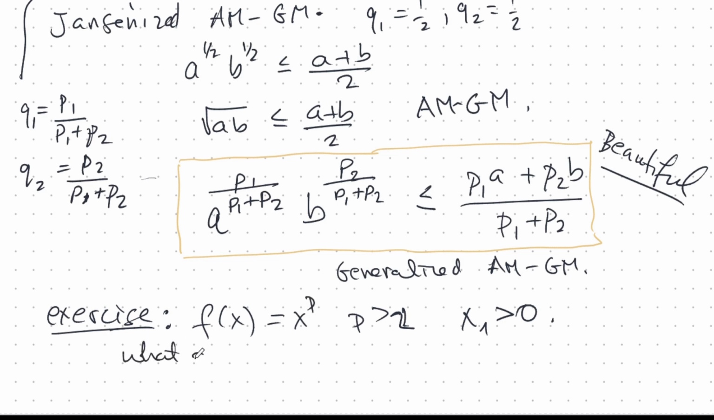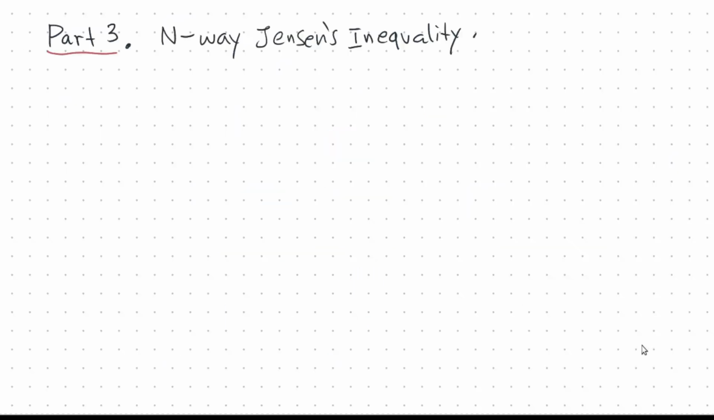What do you get? You're going to get some kind of generalized version of some inequality we may have seen before, but you do the calculations. And if you want, you can write about it in the comments. Up until now, we have been proving baby versions of inequalities. Let me show you what I mean.